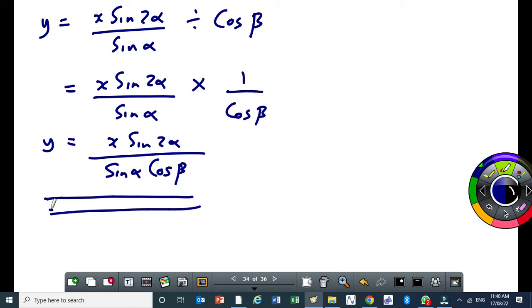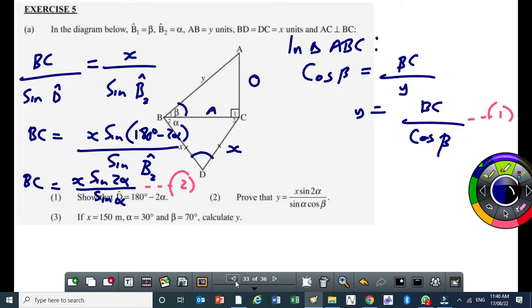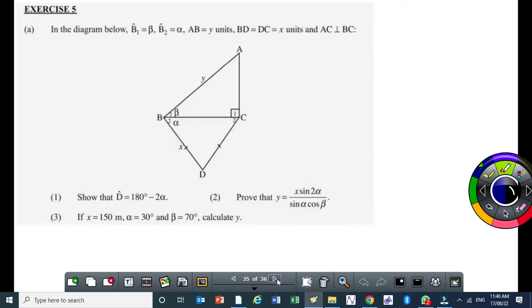Okay. So a question like this will be the last question on trigonometry. Usually it comes after graphs. After your trigonometric graphs, the next question will be on 2D or 3D problems. But this is a 2D problem, by the way. Then the last question is very easy, it just requires you to substitute. So let's substitute. The last question says, if x is equal to 150 meters, alpha is 30 degrees, beta is 70, calculate y. Now this is very simple.